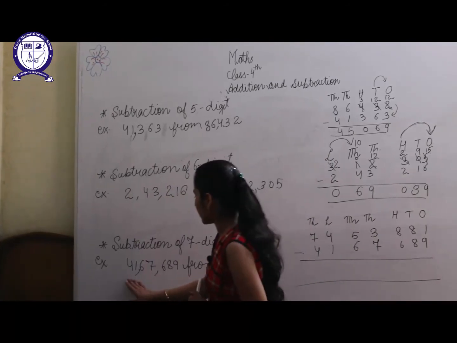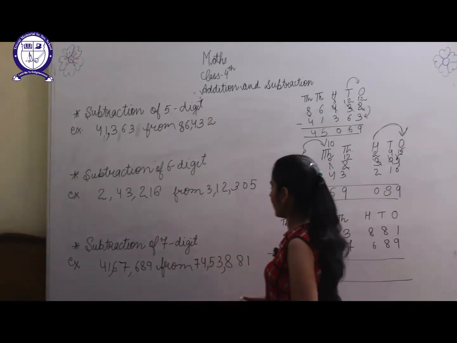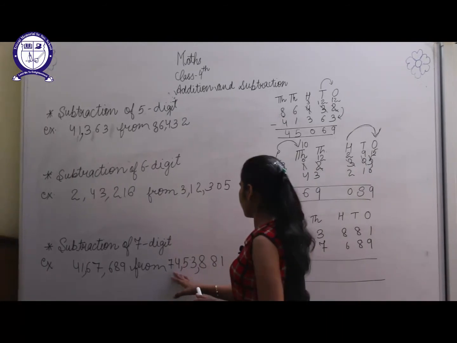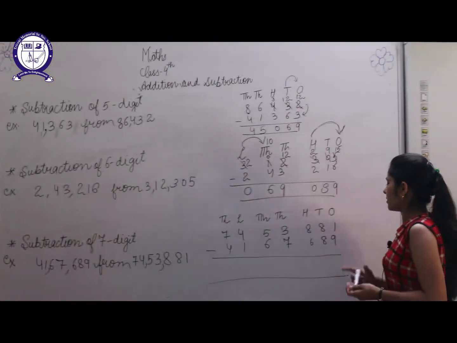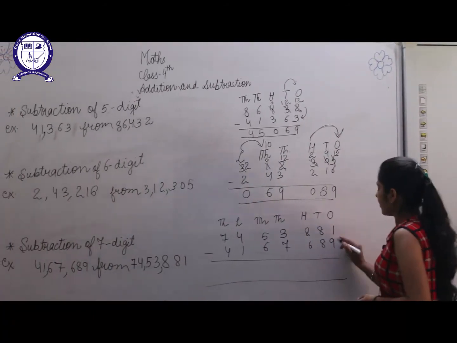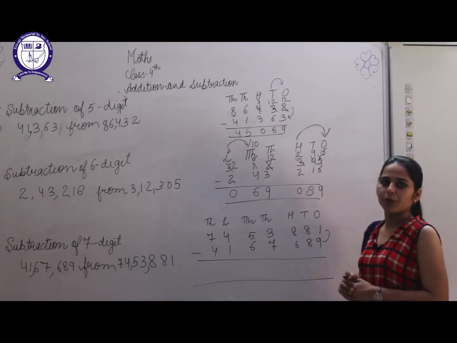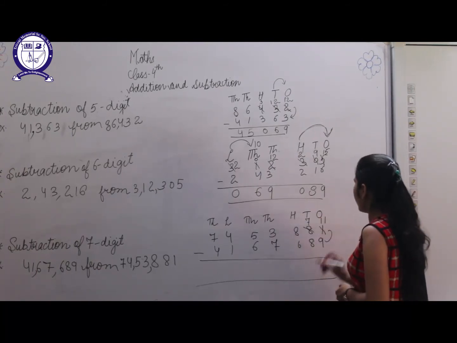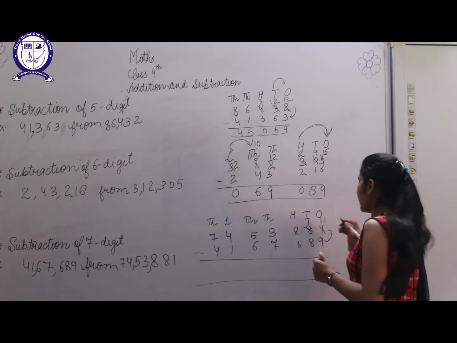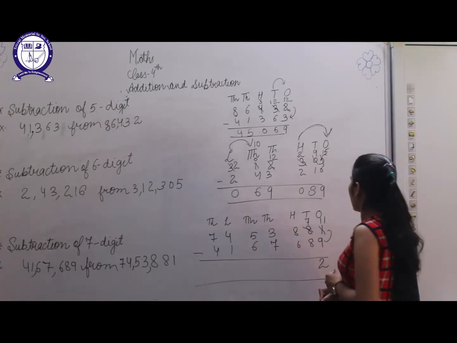Here we have 41,67,689. You need to subtract this from 74,53,881. So we have arranged the numbers, so start subtracting. We cannot subtract 9 from 1, so what will we do? We will take a carry. It will become 11 and it will become 7. 11 minus 9 will give us answer 2.